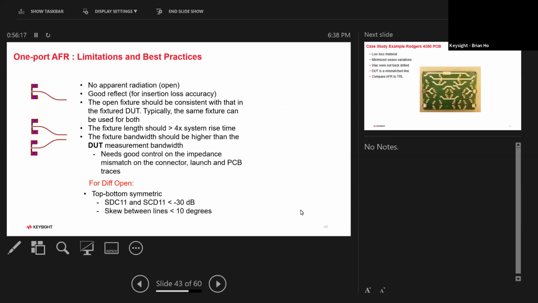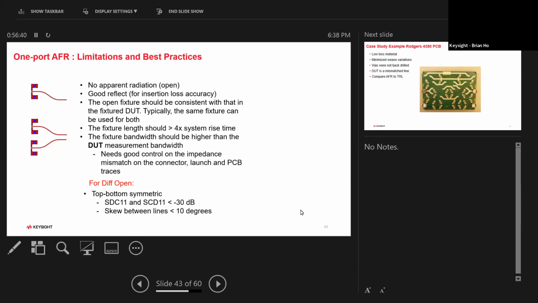So here are some limitations and things to consider. Again, no radiation. You shouldn't radiate, because if you do radiate, it's a whole other issue. You guys are EMC people, you know what happens when things radiate. So we want to avoid radiation in that sense. So we want a good reflect, and again, the length should be 4 times. So there are certain things that you should consider.